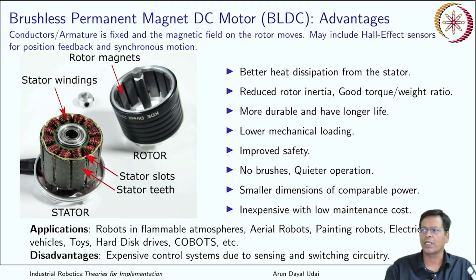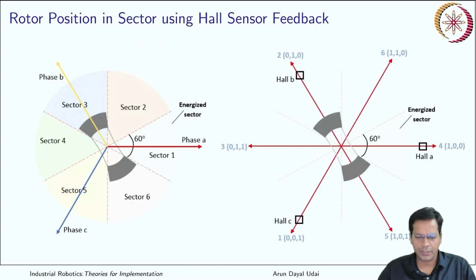Okay, so let us now start going into the theory, how it works. So this is the way one can detect the position of the rotor, if it is in one of the sectors, using Hall sensor feedback, the 6 zones. Let me just explain this one, how it works.